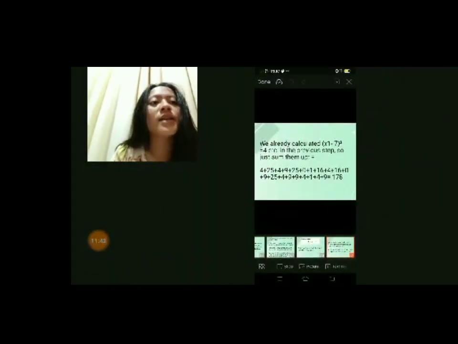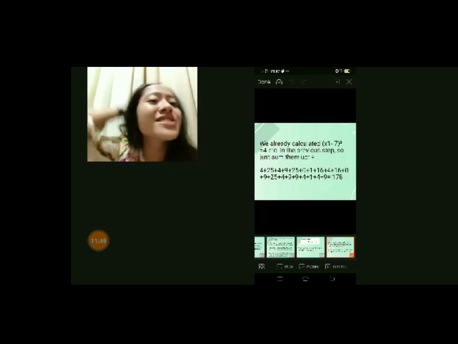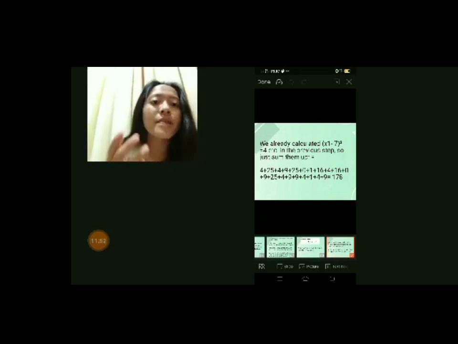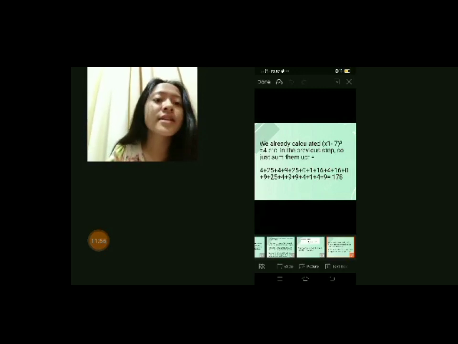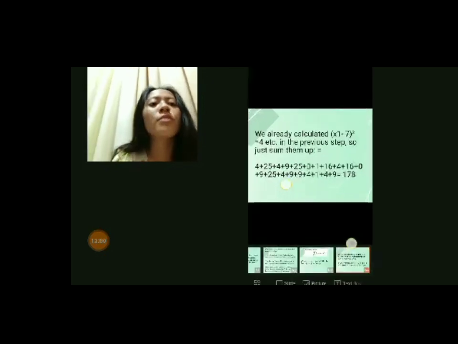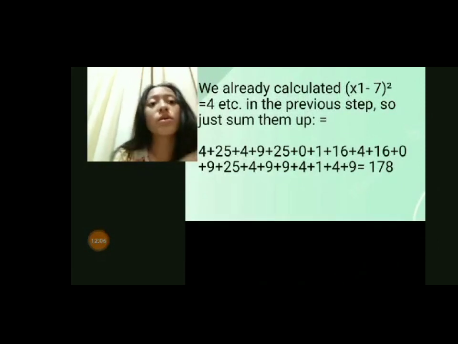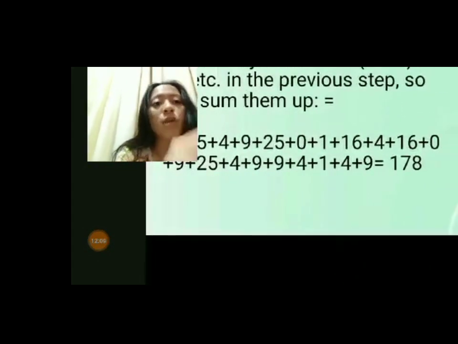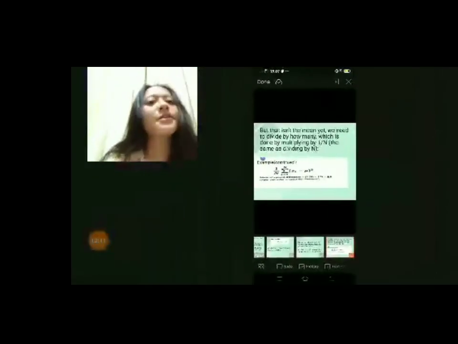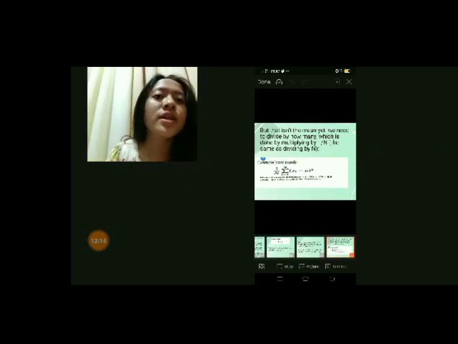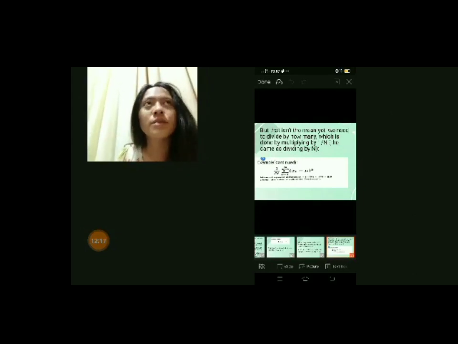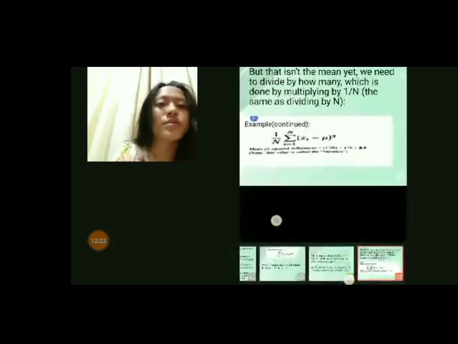So we already calculated the x1 minus 7 to the power of 2 equals 4, etc. in the previous step. So just sum them up. So 4 plus 25 plus 4 plus 9, 25, 0 plus 1 plus 16, 4, 16, 0, and so on. So we get 178. That is the sum of all our results. But that is not the mean yet; we need to divide by how many, which is done by multiplying by 1 over n, the same as dividing by n. So, this is an example continued.